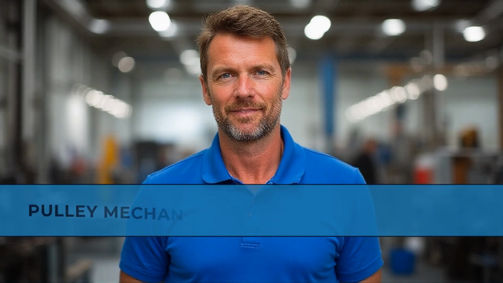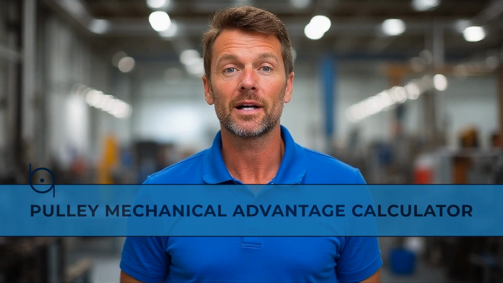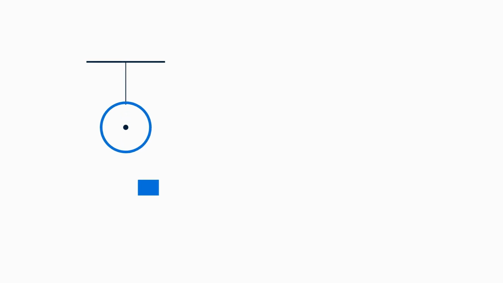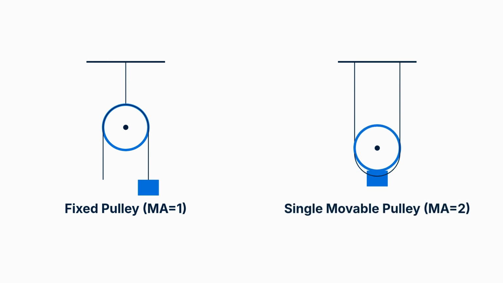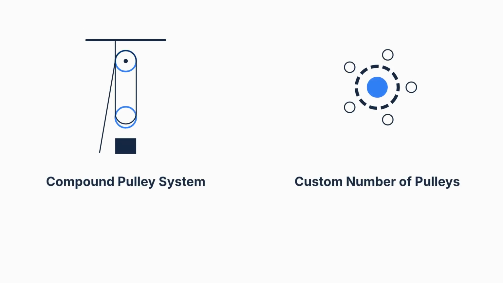The Pulley Mechanical Advantage Calculator determines the mechanical advantage and effort force required to lift loads using different pulley configurations. Let's start with the input fields. First, we have the Pulley Type drop-down menu with 4 options: fixed pulley with MA equals 1, single movable pulley with MA equals 2, compound pulley system, and custom number of pulleys. For this demonstration, I'm selecting fixed pulley.